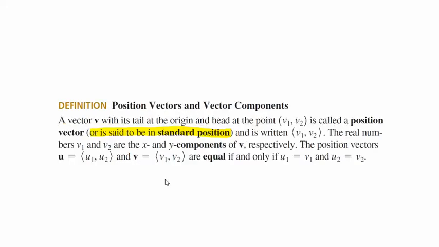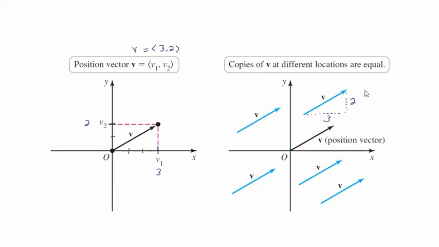Then we talked about a vector in standard position. All these vectors here are equal to each other. But in standard position, the tail of that vector is at the origin. And when the tail of the vector is at the origin, then we can describe the vector by the location of the head of the vector, which is at the point 3, 2. And we would write it like this. But all these vectors here would have the position vector 3, 2.